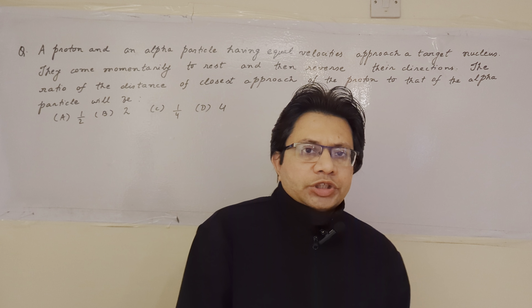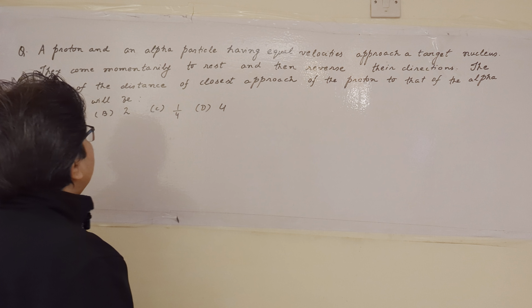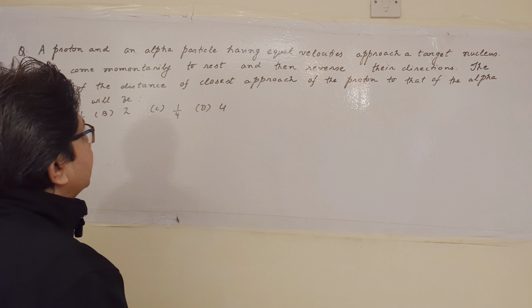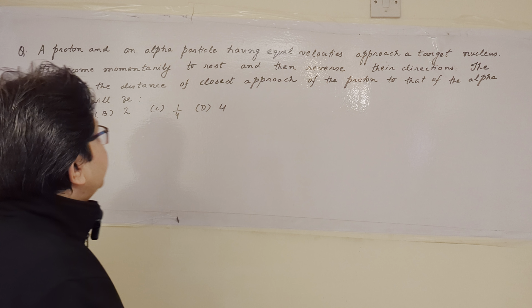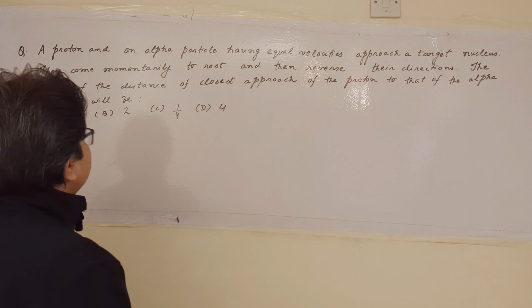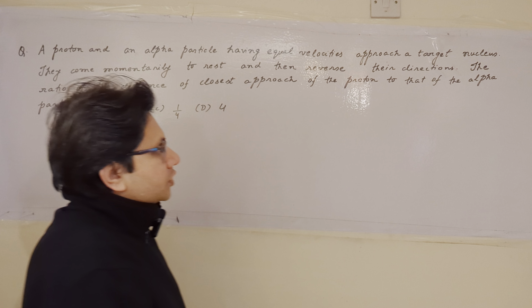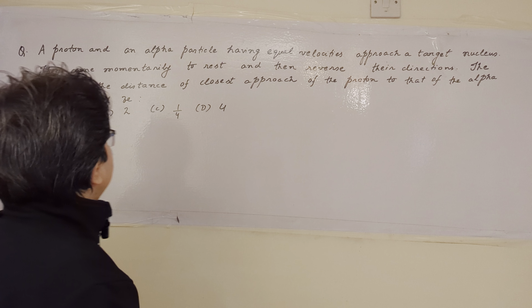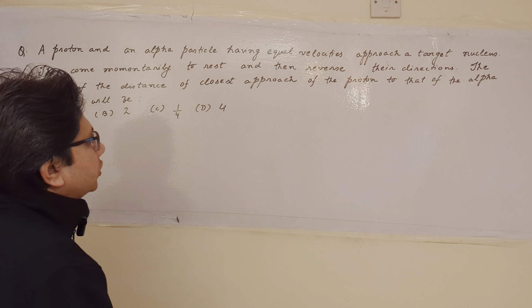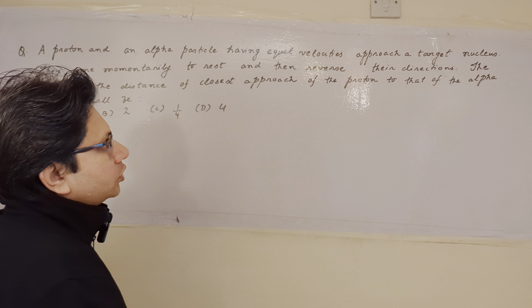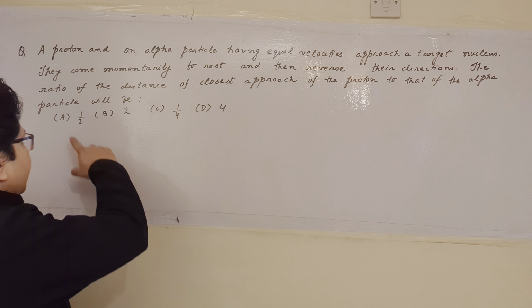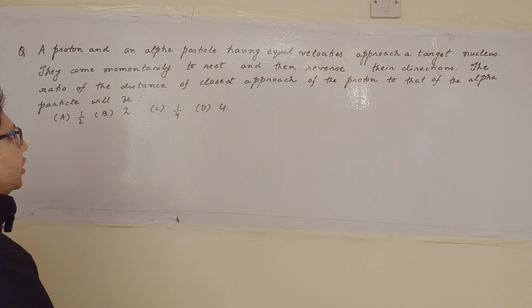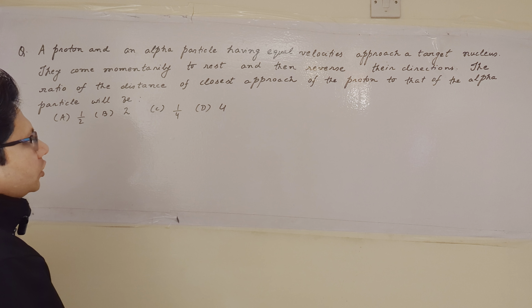Hello students, the question is: a proton and an alpha particle having equal velocities approach a target nuclei. They come momentarily to rest and then reverse their direction. The ratio of the distance of the closest approach of the proton to that of the alpha particle will be, and the given options are option A 1 by 2, option B 2, option C 1 by 4, and option D 4.